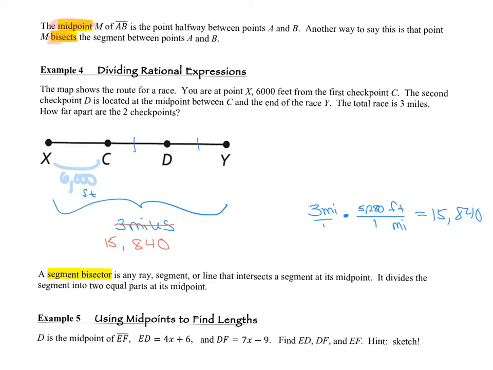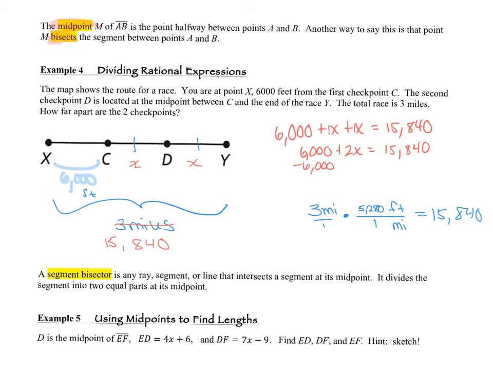Okay, and I'm trying to find how far apart the 2 checkpoints are. So what are these numbers? I can call them X and X because I know that they're the same. So basically I have 6,000 plus X equals 15,840. And now I can combine like terms. 6,000 plus 2x, not x squared, it's 1x plus 1x, which is 2x, equals 15,840.